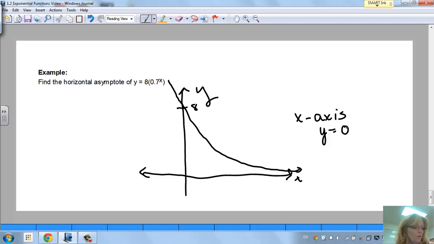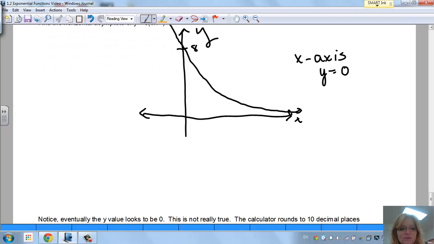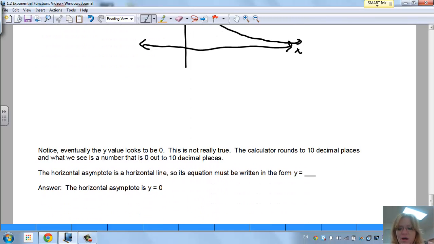We will do more with the limit notation later because that's what this leads into. But this is just an introduction. Notice eventually the y value looks to be 0, but it's not really true. And the horizontal asymptote is a horizontal line, so its equation must be written in the form of y equals. And the horizontal asymptote is y equals 0.